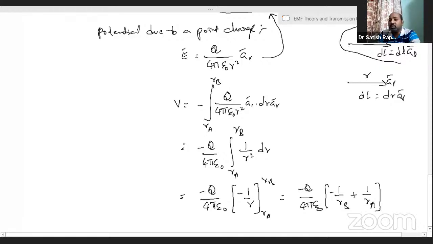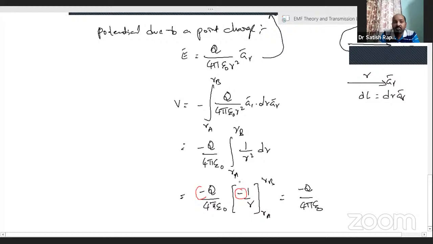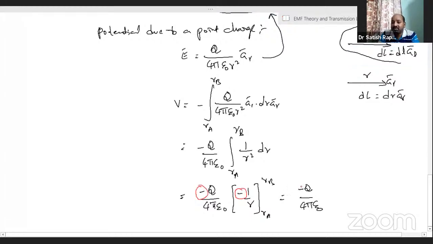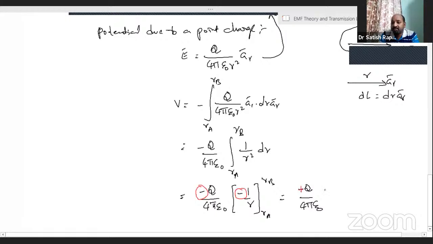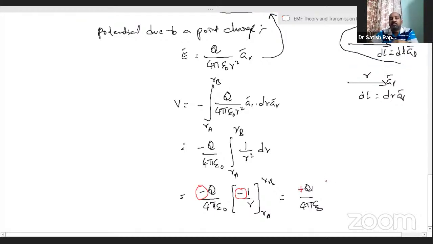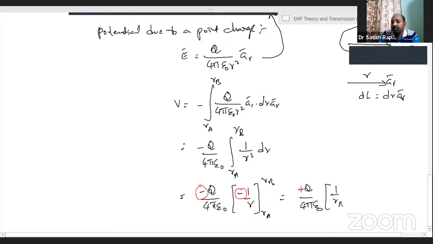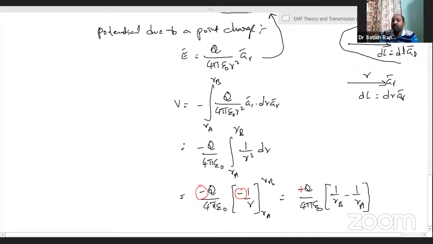In other words, if you have any confusion, writing like this, you can. Here we have minus, and here we have minus. So minus and minus is plus. Therefore, this will become plus, and now applying the limits, 1 by RB minus 1 by RA.